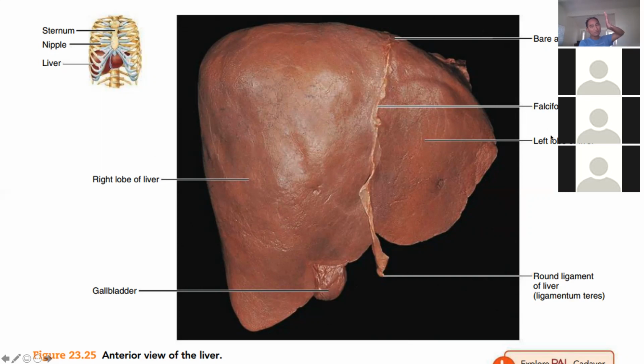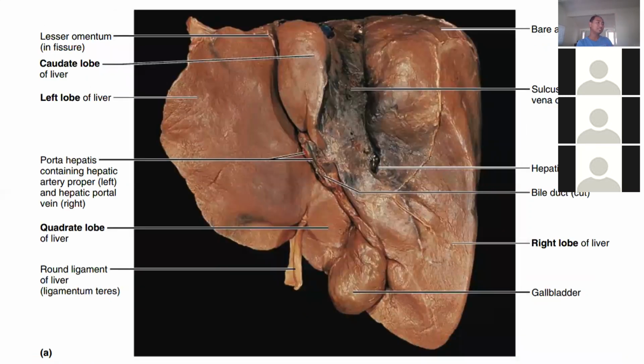So now I'm going to flip the liver and look at the posterior surface of the liver. Bang. This is the posterior surface of the liver. This is the left lobe now. This is the right lobe. And there is the impression for the inferior vena cava.